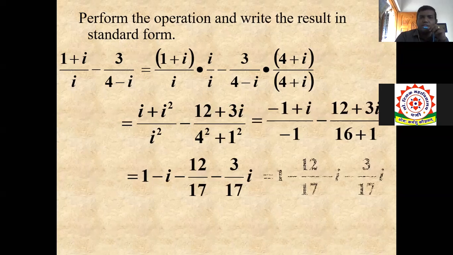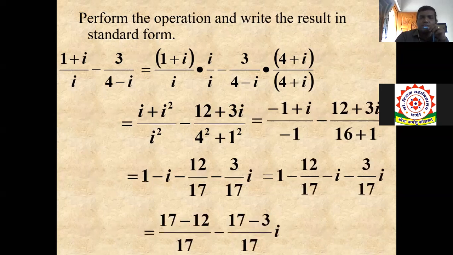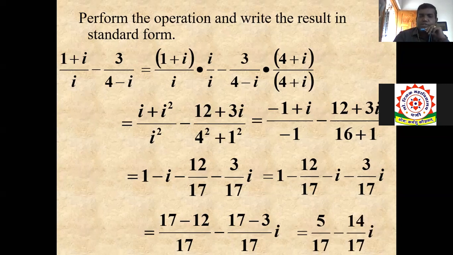On simplifying, yes, simply add, subtract, take LCM, and note the result. That is 5 by 17 minus 14 by 17 i.